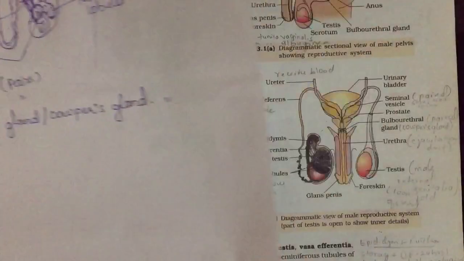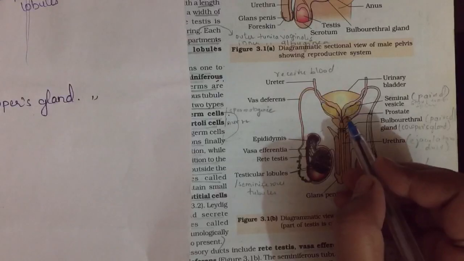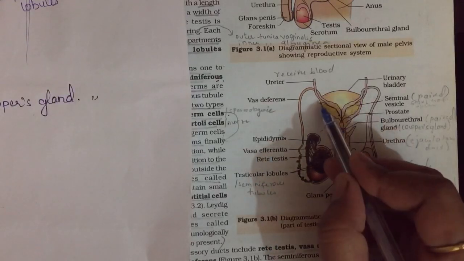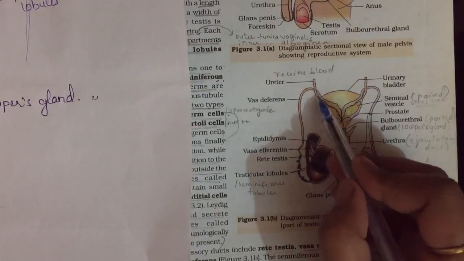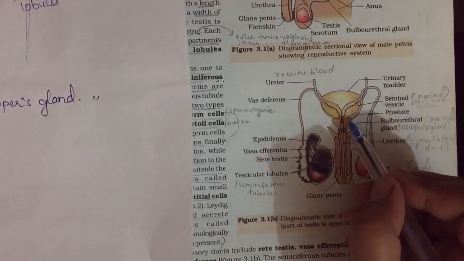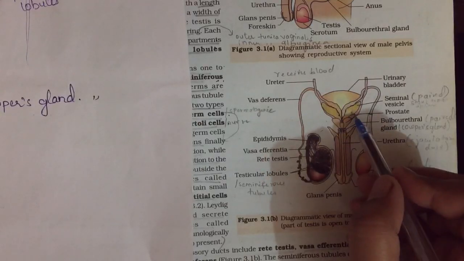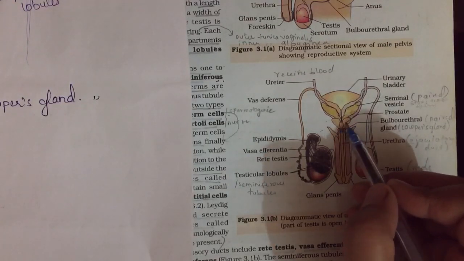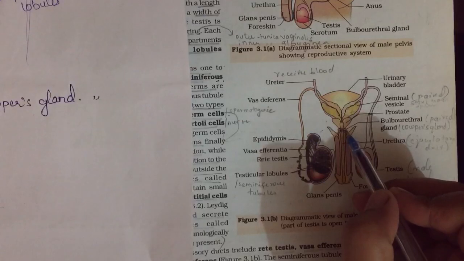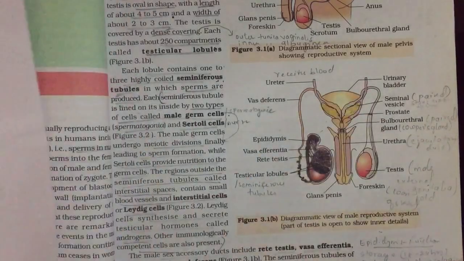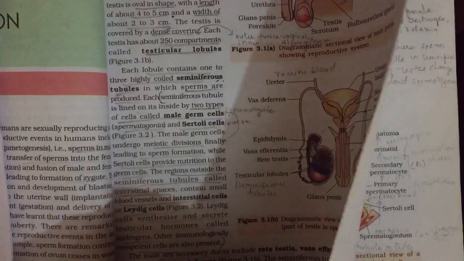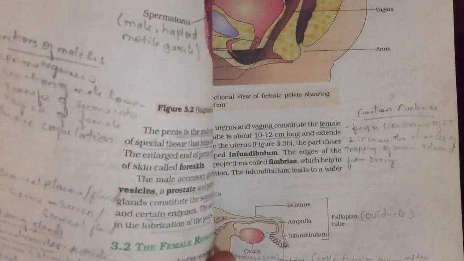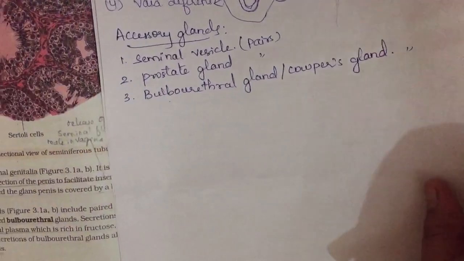If you see it in your diagram, you can find it here. Above the urinary bladder, this is the urinary bladder, and there is a pair of ureters coming from the kidney. Then you can find the seminal vesicle. This seminal vesicle is the first pair of glands, and then you can find another pair of glands called the prostate gland. Then a small, very tiny bulbourethral gland is present, which is also called Cowper's gland. These are the three glands, and information about them you will find on the next page.